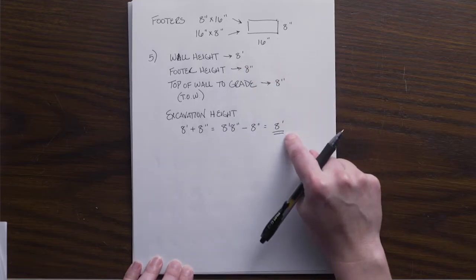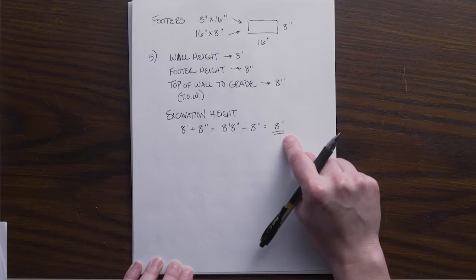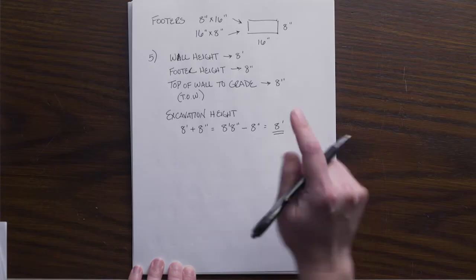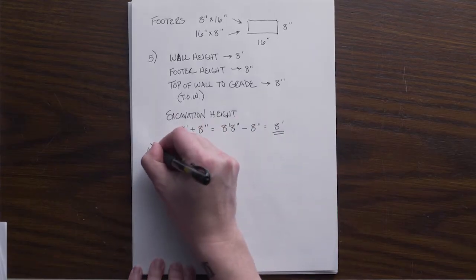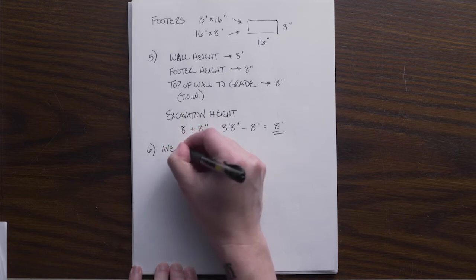But do not make the assumption that every foundation will have your excavation height the same as the wall height. It just so happens that in this sample problem, that is the case. That will not always be the case. We'll need to know that for number 6 when we are calculating our average width.